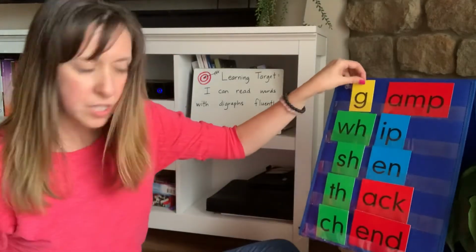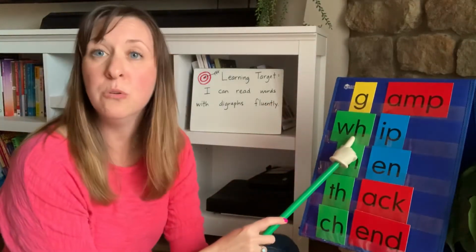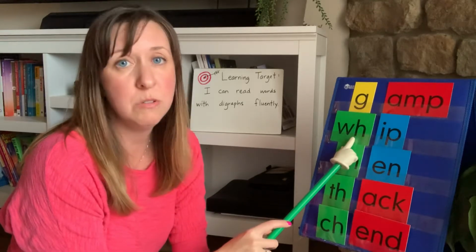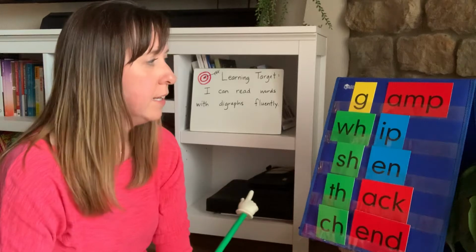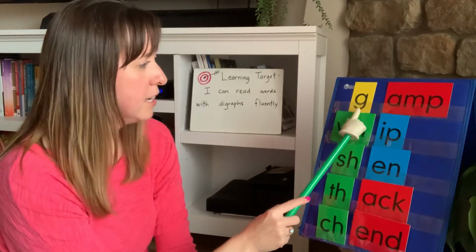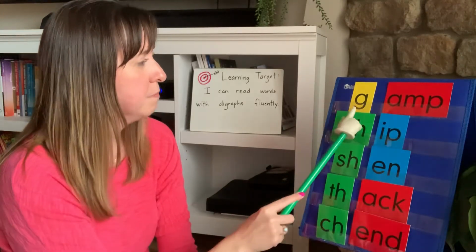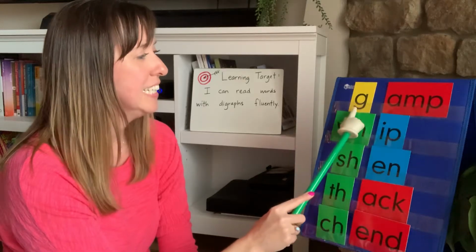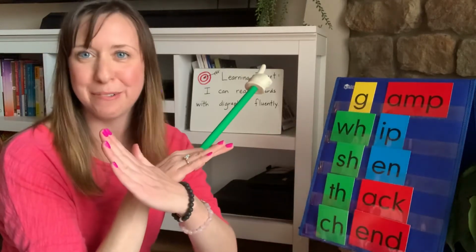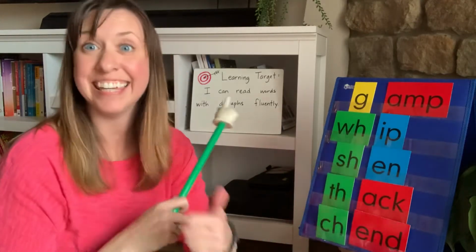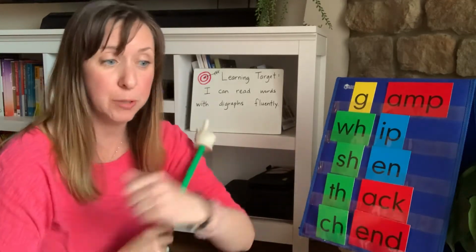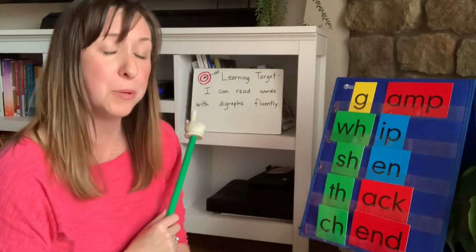Also, one other thing I wanted to mention is that WH only comes at the beginning of a word. You won't see that in the middle of a word or at the end of a word. So WH is just at the beginning. Let's go ahead and try blending the onset, rhyme, and then together. G, amp, gamp. Not a real word. W, ip, whip. Yes, that's a real word. Like I'm going to whip cream and it becomes whipped cream.